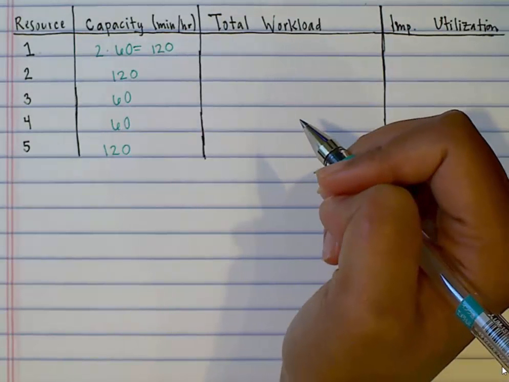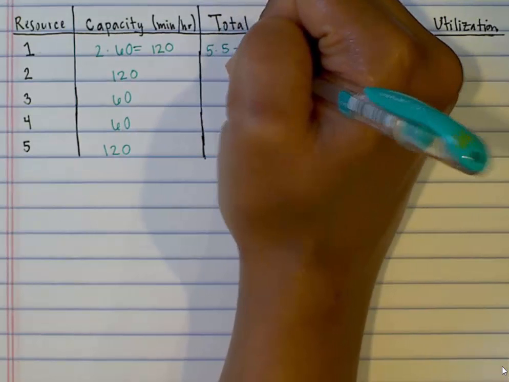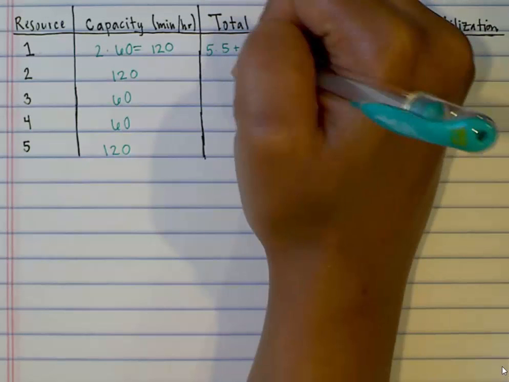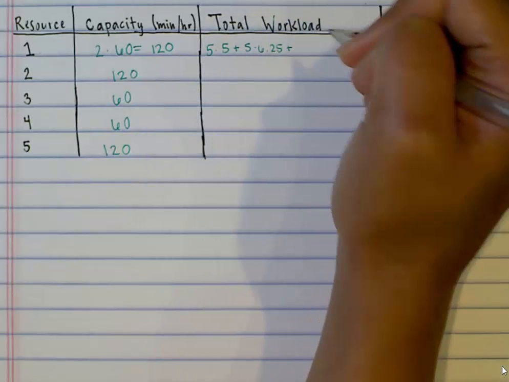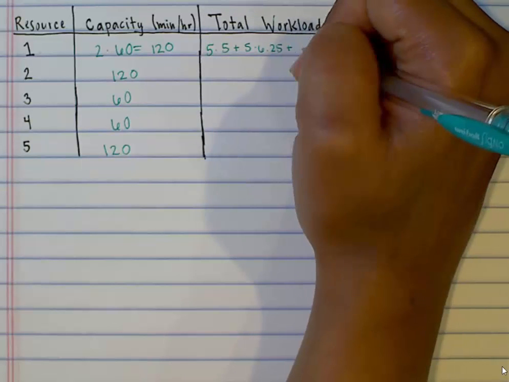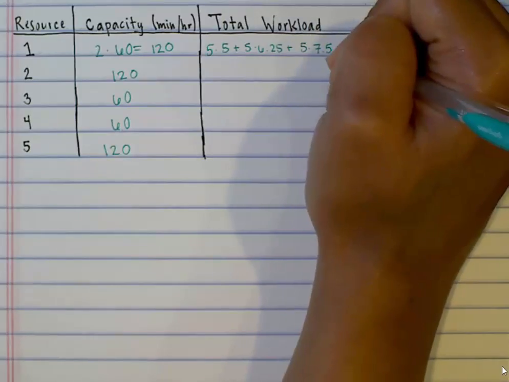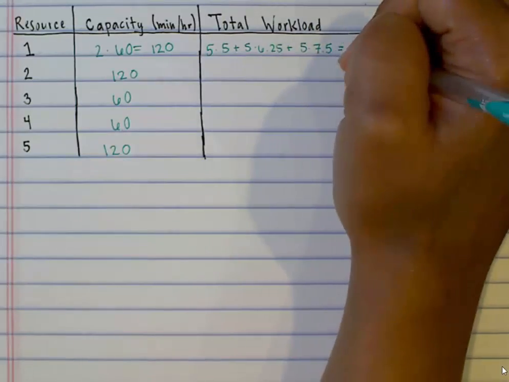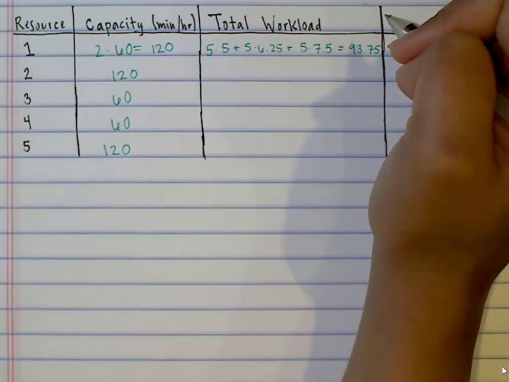For resource 1, the total workload is a processing time of 5 minutes per unit for product A times 5 units per hour, plus 5 minutes per unit for product B times 6.25 units per hour, plus 5 minutes per unit for product C times 7.5 units per hour. Summing this gives us 93.75.